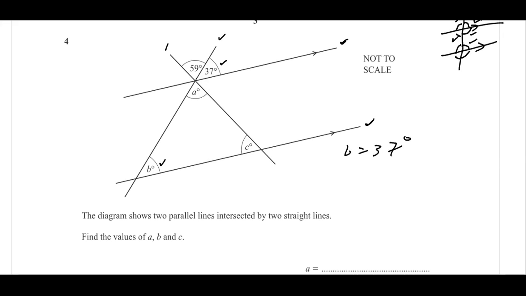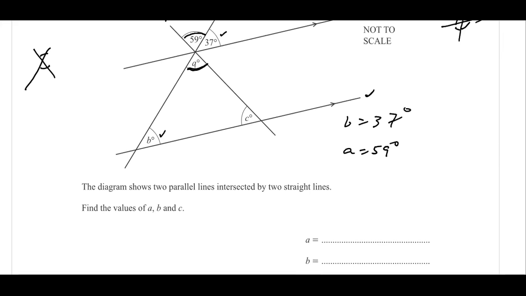In the same way, if you look at that one, this and this angle should be equal. So what will A be? A will be 59 because they are vertically opposite angles. So A is 59. Now how will we find C?